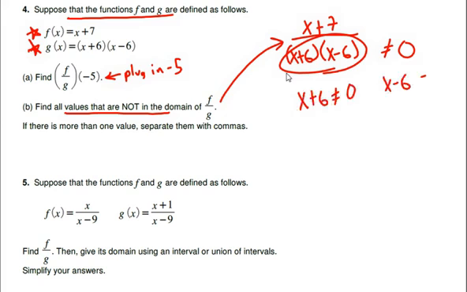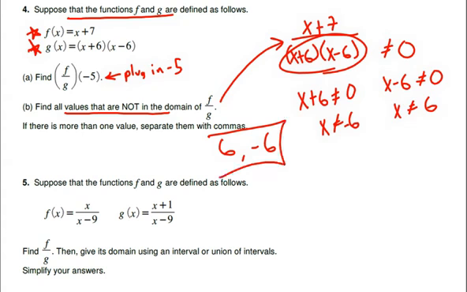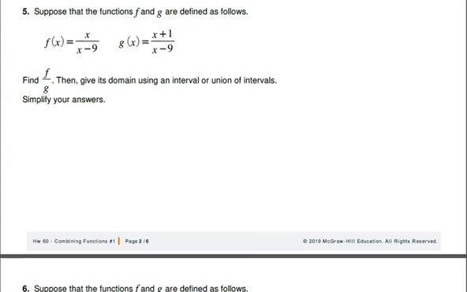When you have two things multiplied together, that means the x plus 6 cannot equal 0, and the x minus 6 cannot equal 0. So solving for x, we get x cannot equal -6, subtracting 6 from both sides, and x cannot equal positive 6, adding 6 to both sides. So when they say find the values that are not in the domain, we would answer 6 and -6. All right.